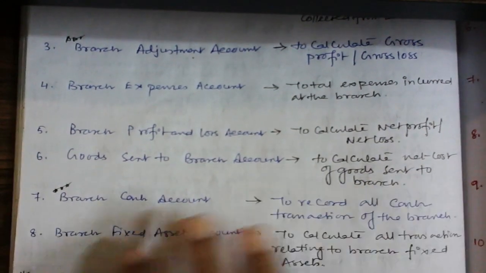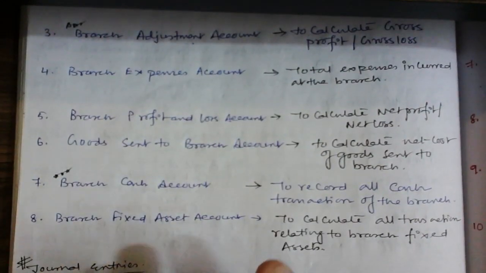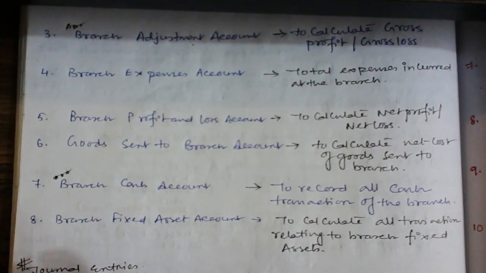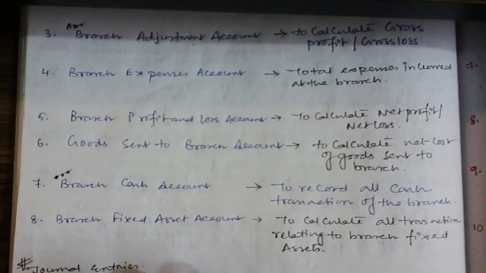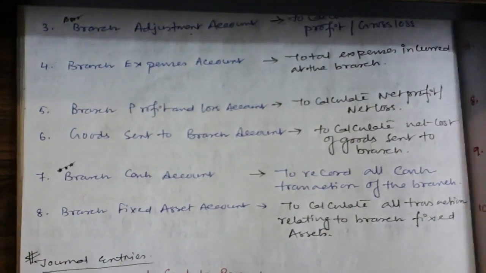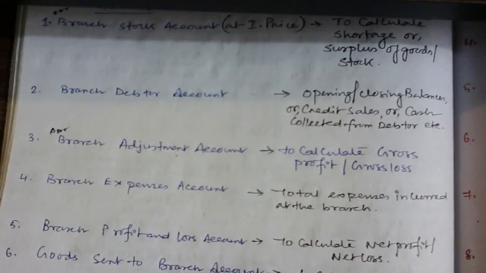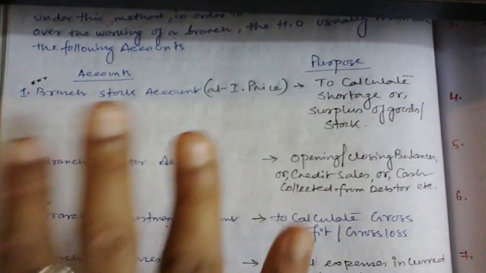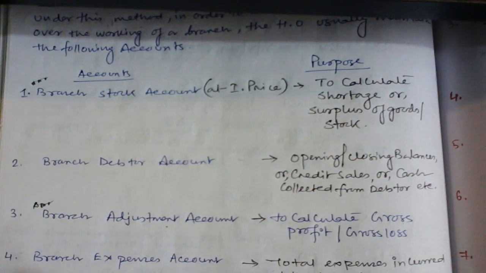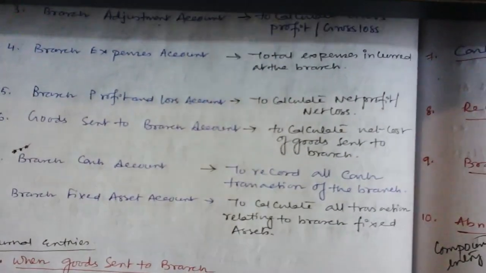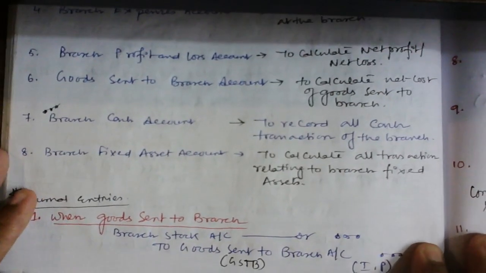Last, the branch fixed asset account. It is quite a rare case when we are going to prepare this eighth account, which calculates all the transactions relating to the branch fixed assets. So it is quite obvious that it is not of so much importance as the other accounts. But the branch cash account, branch adjustment account and branch stock account are quite important in terms of preparation of the books of accounts in the HO. Clear? So this is what happens in terms of the accounts we need to prepare.